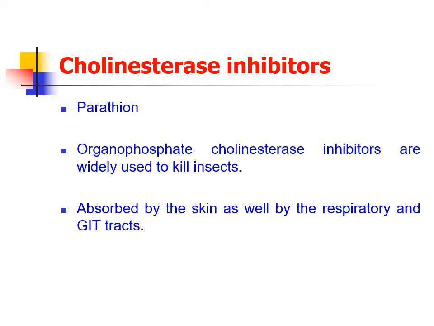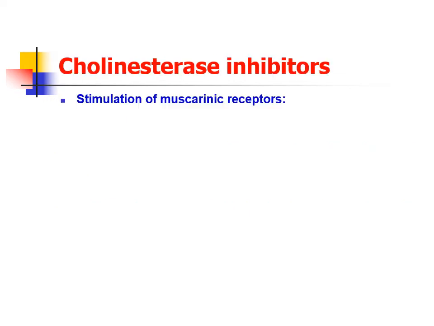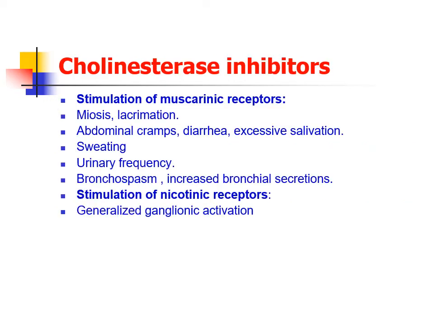Remember, parasympathomimetic action. Stimulation of muscarinic receptors will lead to miosis, lacrimation, abdominal cramps, diarrhea, excessive salivation, sweating, urinary frequency, bronchospasm, and increased bronchial secretion. So parasympathomimetic action. In addition, acetylcholine can also stimulate nicotinic receptors.